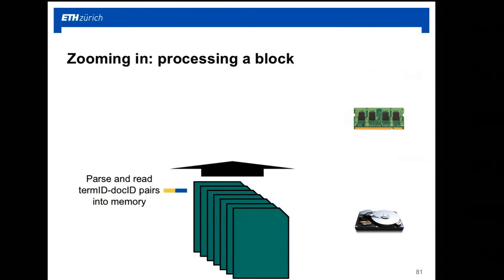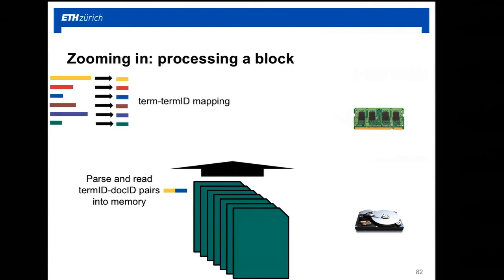So now I'm just zooming in. I'm showing you more details on what happens when we process the batches one by one. So we have these documents, we parse them, we read the pairs. Here I need to take care of the term mapping as well, because I want to keep track of the term IDs, right? So what I want to generate is term ID, doc ID pairs in memory, right? So I need this term to term ID mapping that I have somewhere.